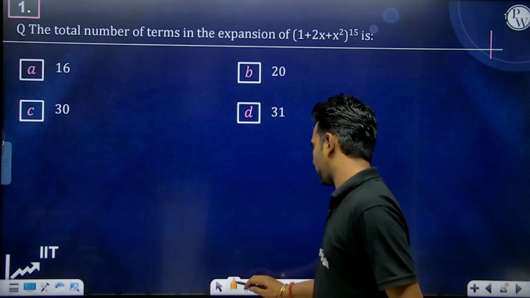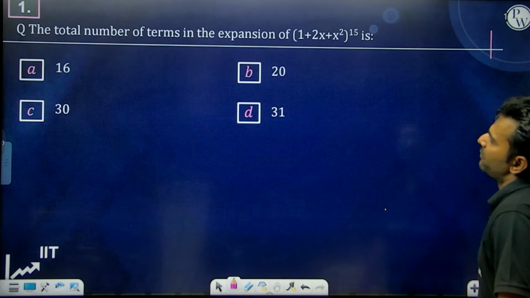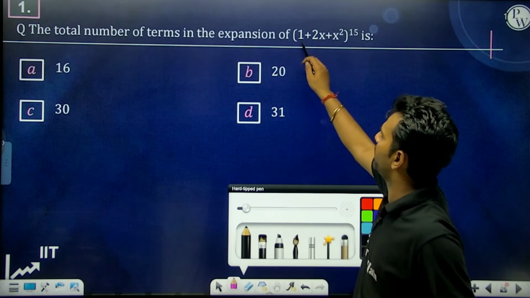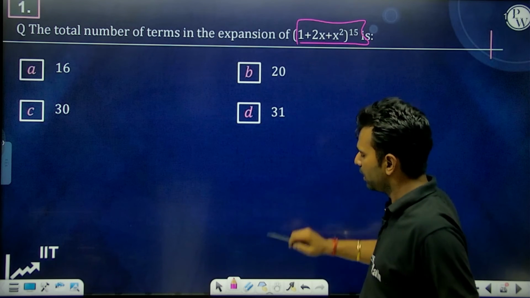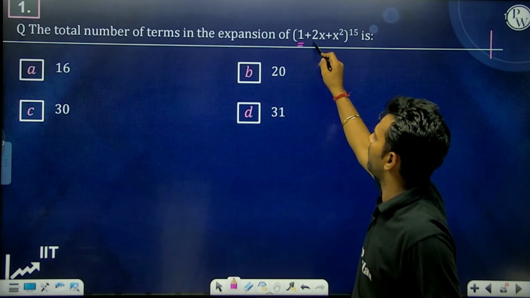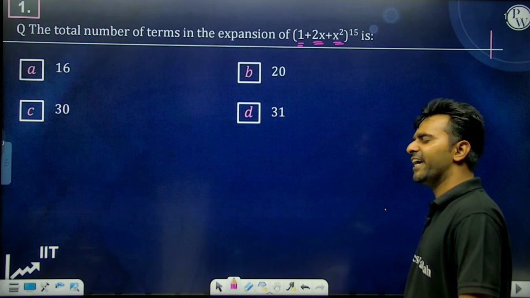Now let's do some problems based on what we have learnt in this entire chapter: the total number of terms in the binomial expansion of this particular thing. Now a lot of guys, when they see this particular question, apply the multinomial theorem, but you don't need to apply that, because over here these terms are dependent on each other. Understand, they are all having x only, not like x, y, z and w.